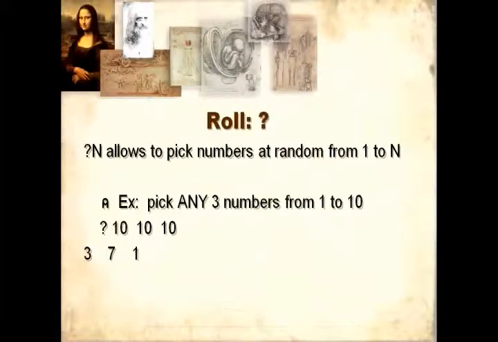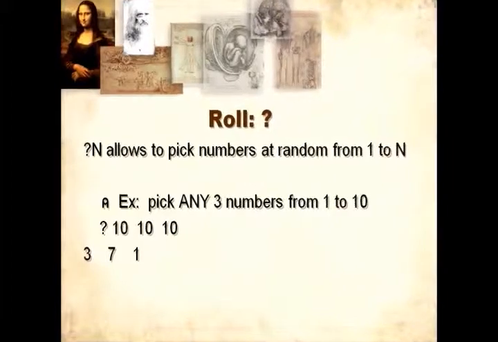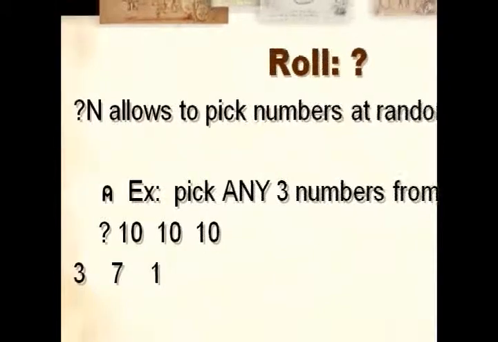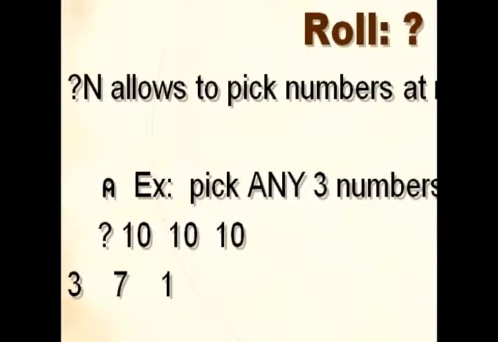Roll allows you to pick numbers at random from 1 to n. For example here, if I want to pick any 3 numbers from 1 to 10, I ask roll 10, 10, 10, and that will pick 3 numbers at random from 1 to 10 in each case.